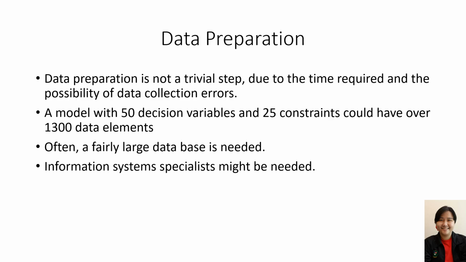In the preceding example, we only have one decision variable and two constraints. But what if we have a model with 50 decision variables and 25 constraints and over 1,300 data elements? The possibility of making a mistake would then be higher. In this case, we would need a fairly large database to support the mathematical model, and information systems specialists may have to be hired in order to solve the problem.